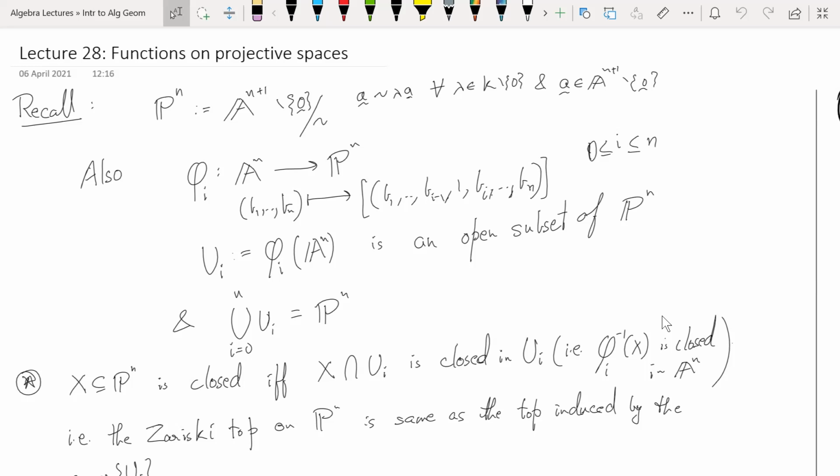So today we'll see that these two definitions are equivalent.